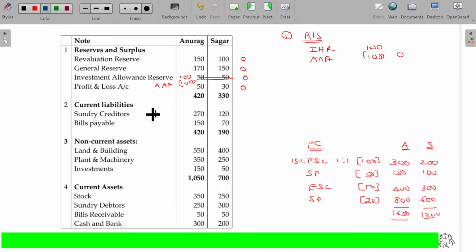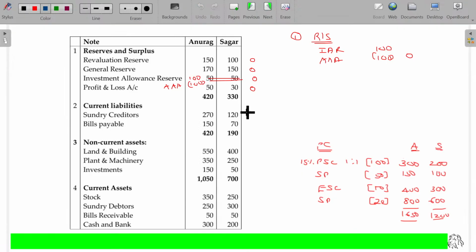Apart from that, sundry creditors remain unadjusted, 390. Bills payable 220. Land and building, there is no revaluation of assets and liabilities. We assume the book value remains maintained correctly. So 950, and 600 rupees for the plant and machinery, 200 for the investment, stock 600. I'm just adding all the items line by line. Sundry debtors 550 and bills receivable 100. Cash and bank 500. Is that clear?